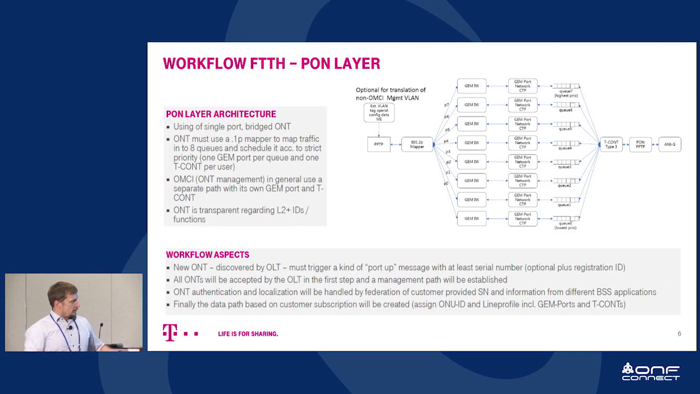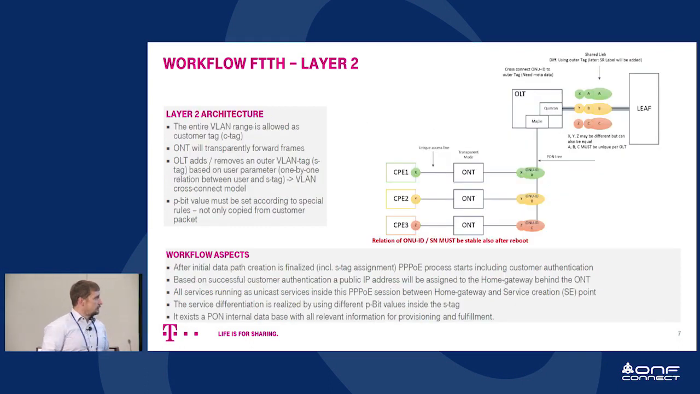So that includes the assignment of an ONO ID, the assigning of a line profile of gem ports and TCONs on the PON layer, and of course it includes the assignment of the S tag, the outer VLAN tag or whatever it is on the OLT, which corresponds to the ONO ID or to the customer. So that means in our architecture we are using a kind of VLAN cross-connect model where we identify a customer with a dedicated S tag.